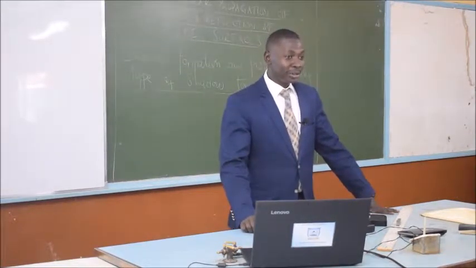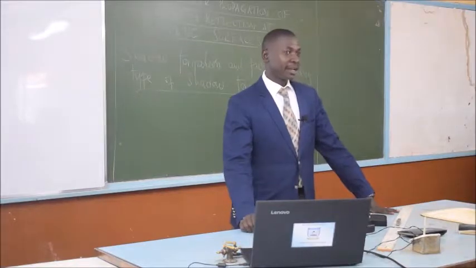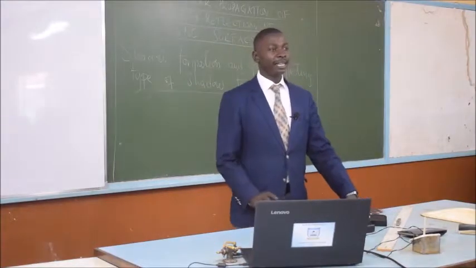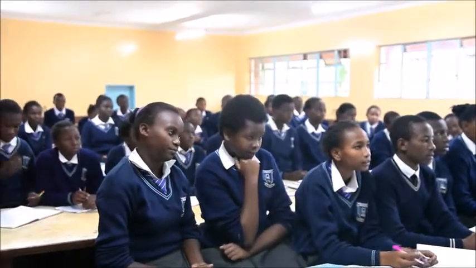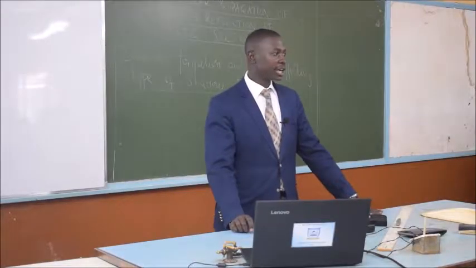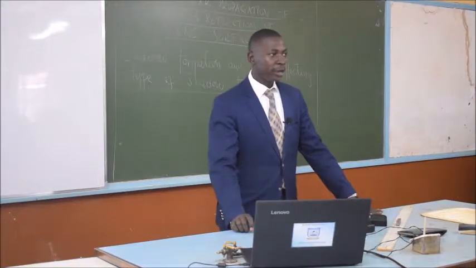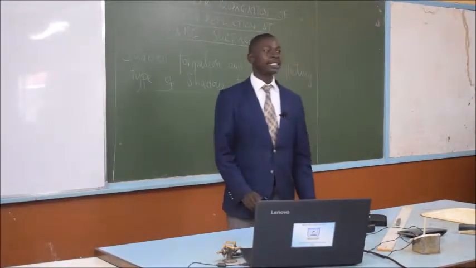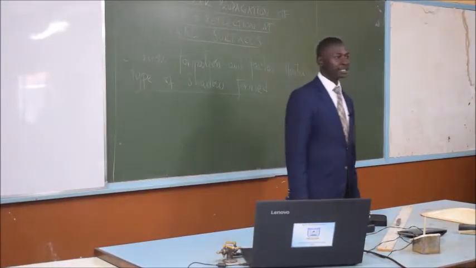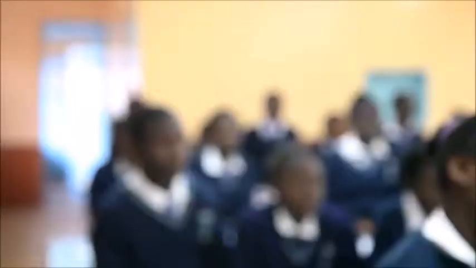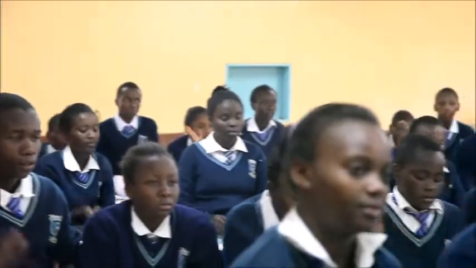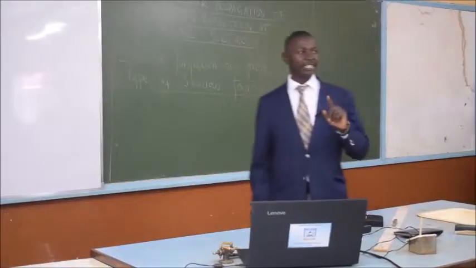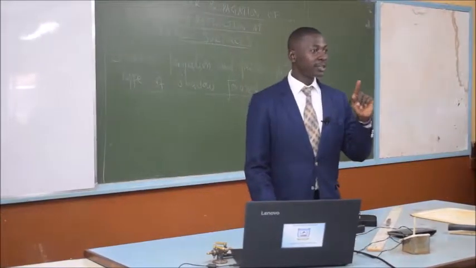We need to continue from where we stopped last. In the last lesson, we had looked at rectilinear propagation of light and reflection at plane surfaces. We looked at certain terms such as light. What is light? Very good. Clap for Dennis. It is a form of energy that enables us to see.